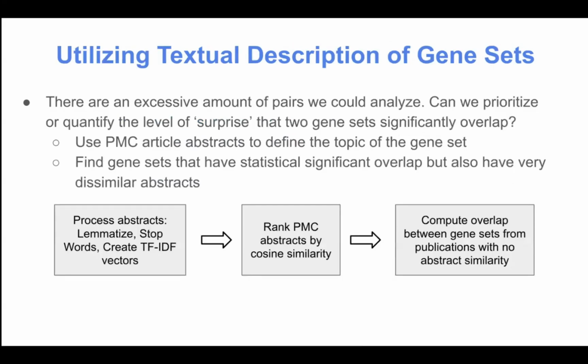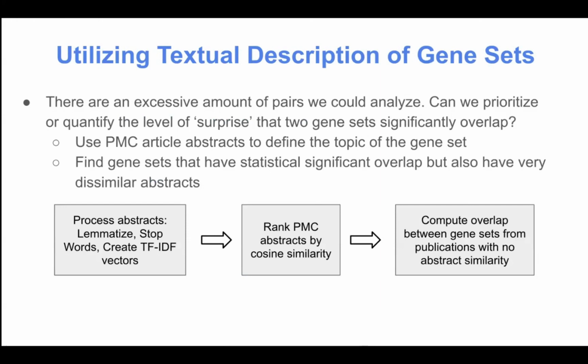You can imagine crossing 600,000 gene sets is an overwhelming amount of relationships to consider, right? So we thought about how we can prioritize some of these gene sets. Since we have abstracts for all these papers, we have some textual description of these gene sets. So we thought, can we quantify a level of surprise that two gene sets are actually overlapping?